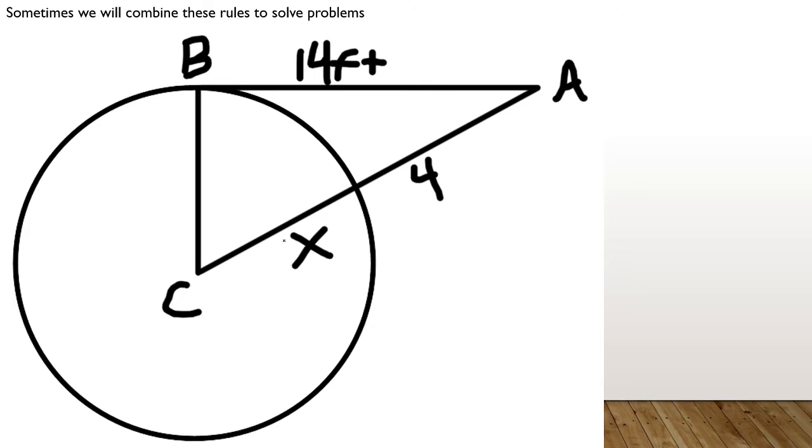But I only have basically one side. I know that this is 14, but that's it. Like, I don't know what this side is here. I don't know what this side is here in total. I know that part of it's 4 and part of it's x, but I don't know what the entire side is here total. So how do I solve for x?